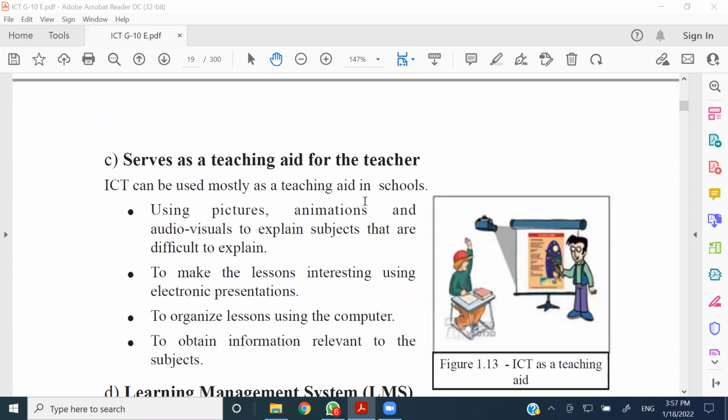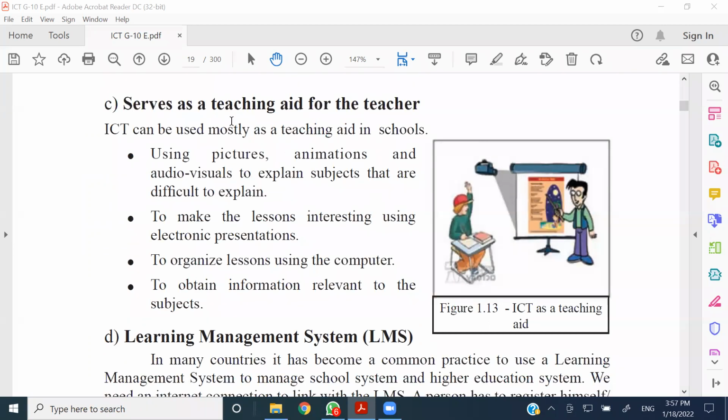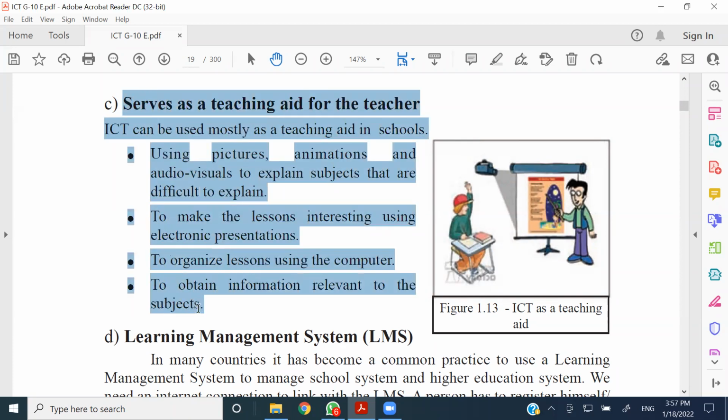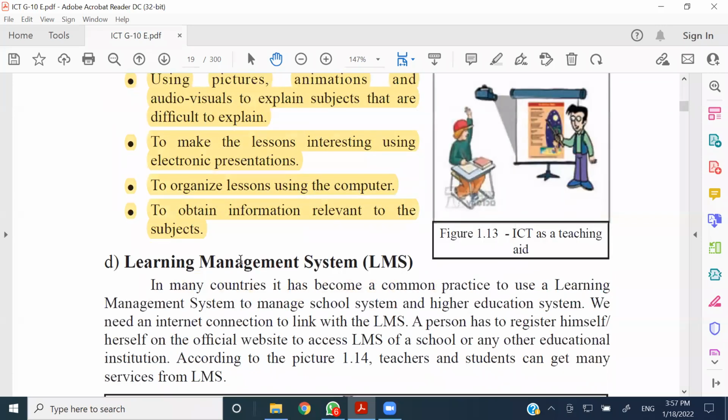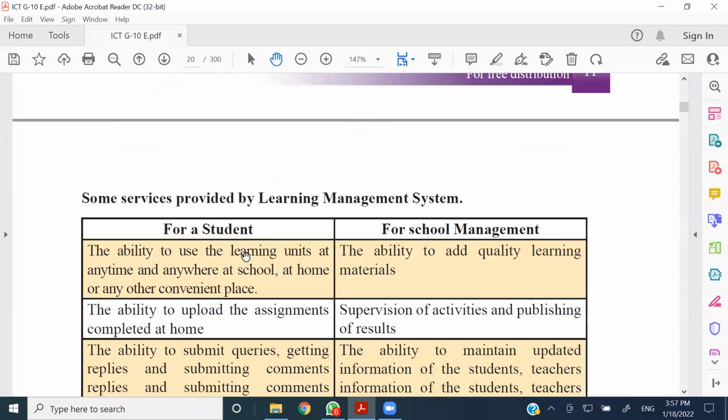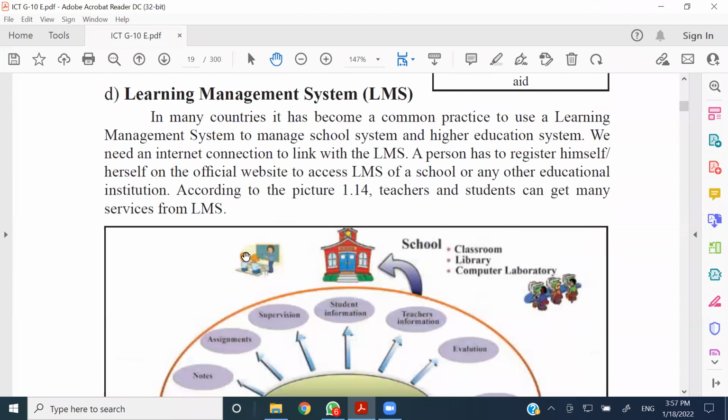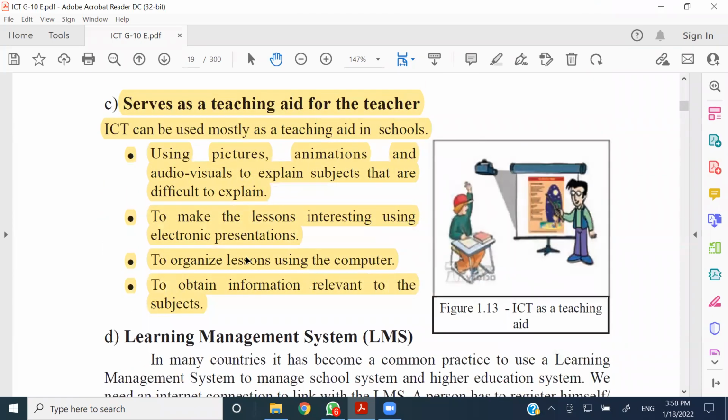All right, so here we go. Serves as a teaching aid, right? And of course, you have to write these things down, people. We have very few things left to go, right? So let's complete this, and then we'll go and see what the video is, right? This is the C part: serves as a teaching aid for the teachers. And then we only need to mention the LMS.